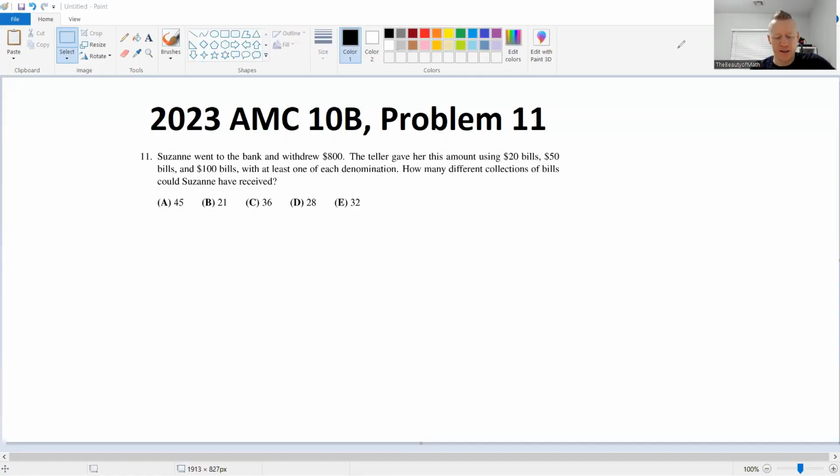All right, so let's go ahead and get through problem number 11 from the 2023 AMC10 B. This is just the way I go about solving this one. There's probably other methods, so you're welcome to look for other means.